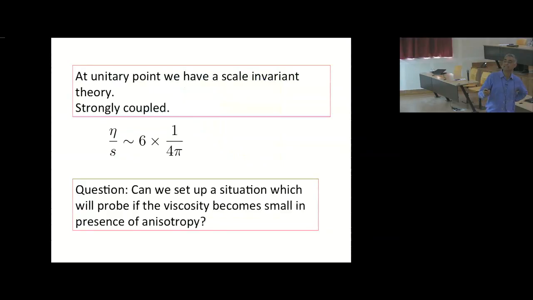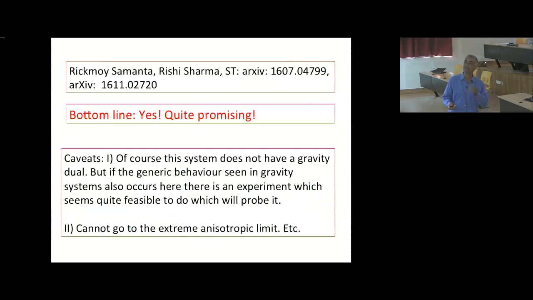And the question is, okay, let's assume nature is a little kind. Can you at least set up an experimental test of this propensity for the viscosity to become small due to anisotropy? Can you propose something? This is with Rickmoy Samanta, my student, who really wanted to push the consequences from gravity to connect with the real world.